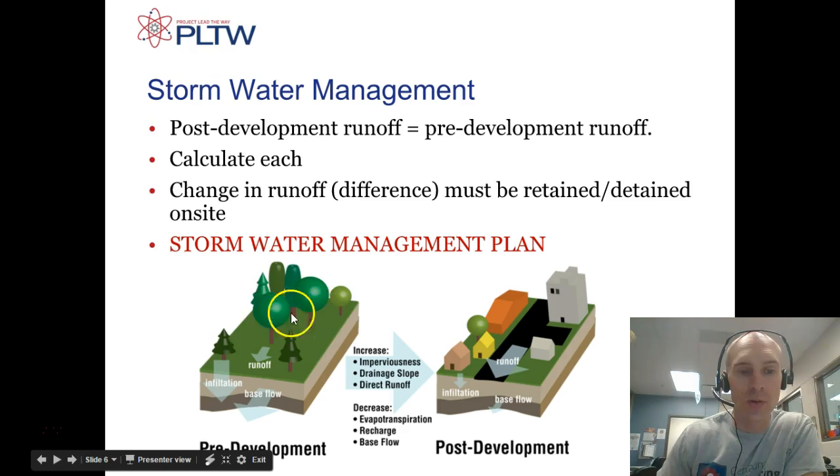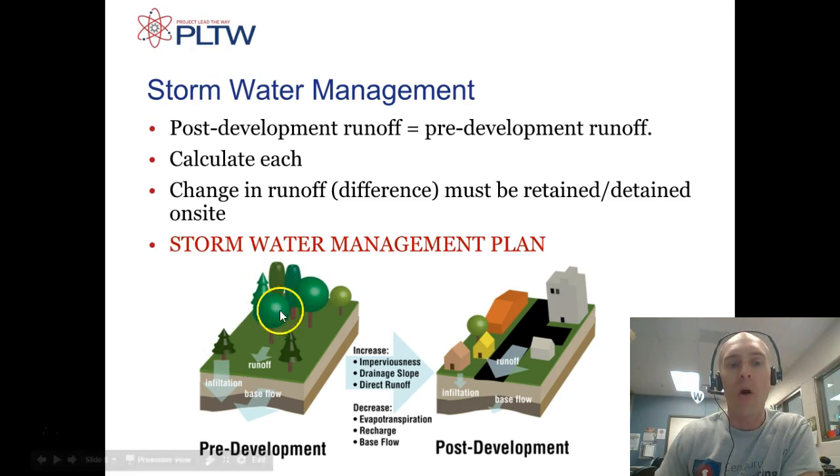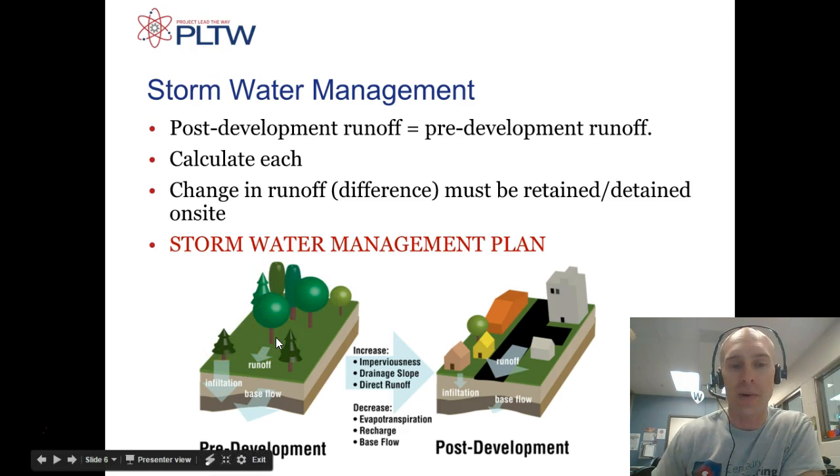So take a look at these two images. If you start off with an undeveloped area, this is a pre-development, and in Colorado, this would look probably mostly like just grassland, very few trees in pre-developed areas. All the water is going to hit this ground. Not all of it will soak in. Some of it will flow away depending on the slope of the land, but if it's relatively flat, a lot of it will soak in.